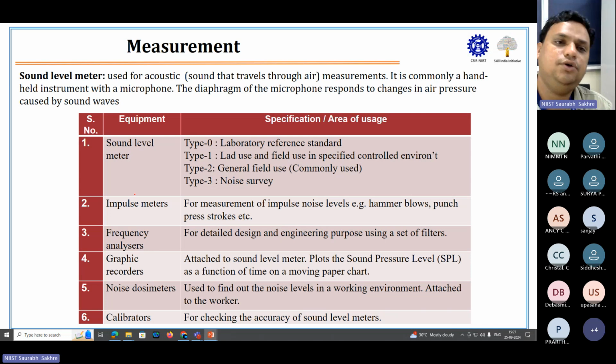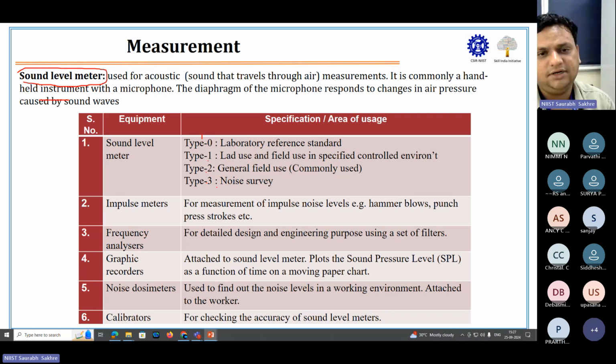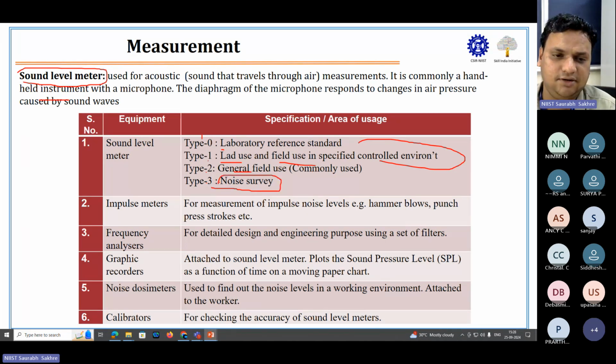Now, if you want to measure noise at site, you will require a sound level meter. Okay, with the sound level meter only, you will be able to measure noise. So there are four types: type 0, type 1, type 2, and type 3. Type 0 is used for laboratory reference and standards. Type 1 is used for field use in a specified controlled environment. And type 2 is for general field use when you are doing ambient noise monitoring. And type 3, when you want to do a large scale survey which needs more storage and all, there you will use type 3 kind of equipment.